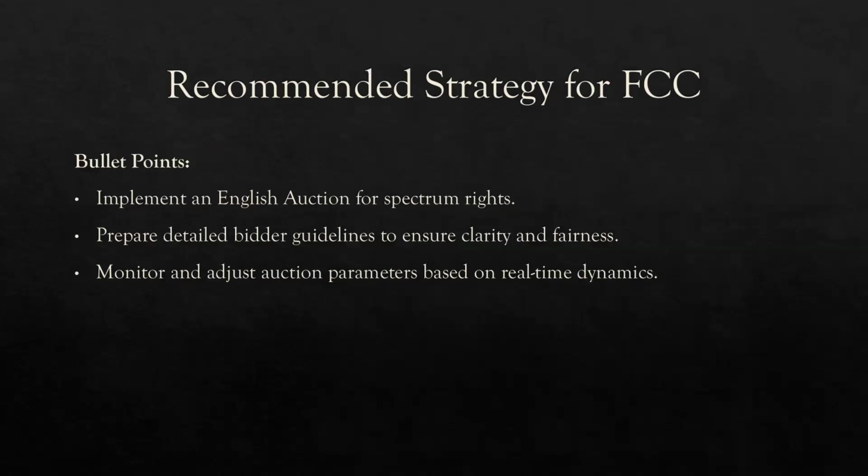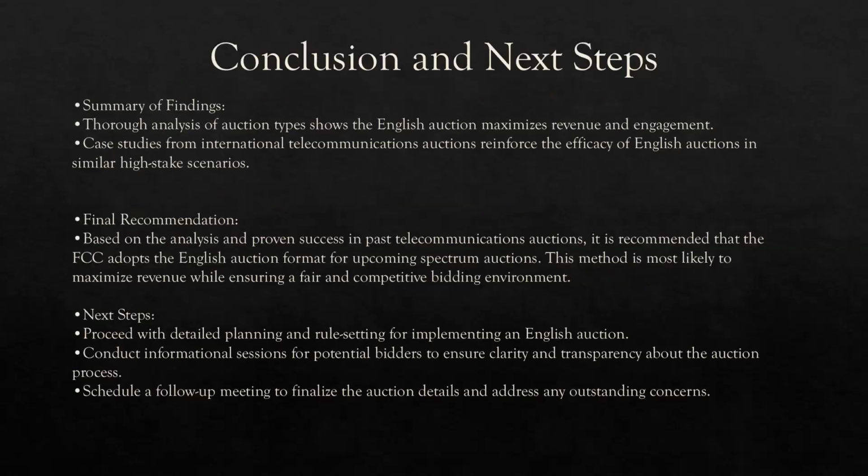So, a recommended strategy for the FCC. As we mentioned before, based on our analysis, I recommend the FCC use the English auction format to maximize the revenue from the sale of spectrum rights. Clear guidelines should be established to ensure a fair and competitive process, and continuous monitoring during the auction will allow for adjustments and interventions if needed to maintain the auction integrity and maximize the outcomes. And that's all about it.